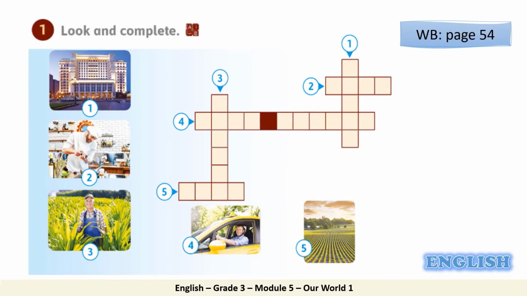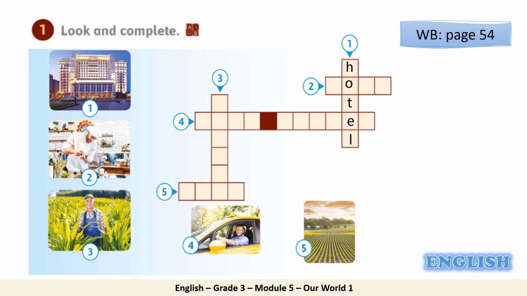Now let's move on to your workbook, page 54, and do activity number 1 together. Look at the pictures and complete by writing the letters in the boxes. So, let's do number 1 together. What's picture number 1? Very good. It's a hotel. So now, let's go to the boxes of number 1 and write the letters of hotel. Excellent. Now pause the video and do the rest by yourself.